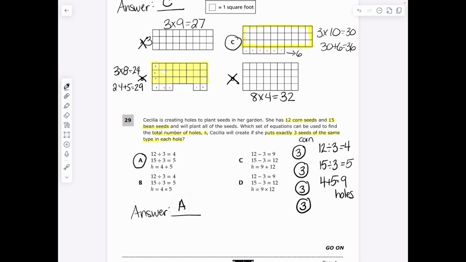B is very close. The first 2 steps are the same, but I'm not multiplying the number of holes together. It's not going to give me the total number of holes. So that's where B gets tricky. It looks very much like the answer, but it's not the same. And with C and D, all you're doing is subtracting just one set for each one, so that's not right. And the second one, the same thing, you're subtracting one set, and that's not right either.